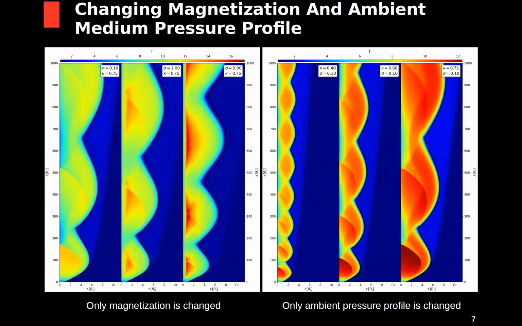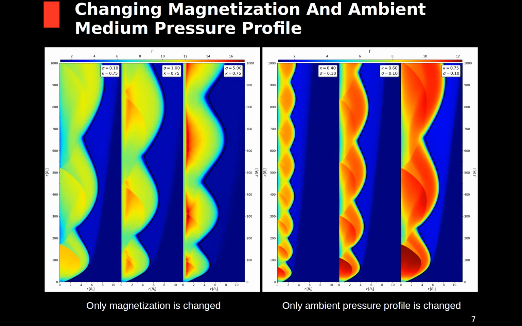We are still in the RMHD domain, but now we try to change our variables and see if we see some changes in the simulation itself. Here we only change the magnetization, keeping the ambient values fixed. From here to here, your magnetization is increasing, but the ambient is the same. What you see is that when you have a very weakly magnetized jet, the internal structure and also the outer edges are completely different.